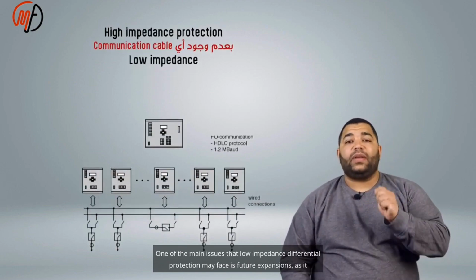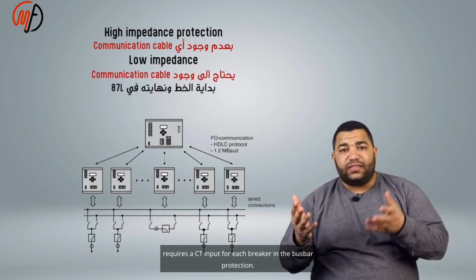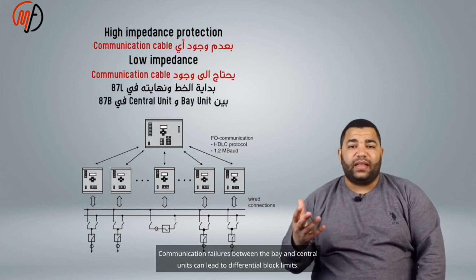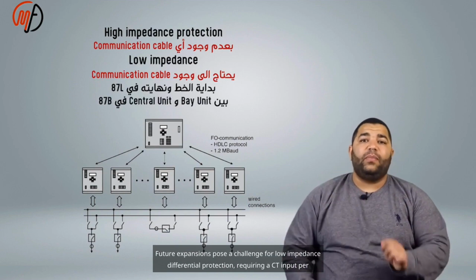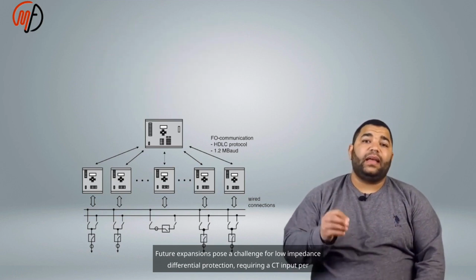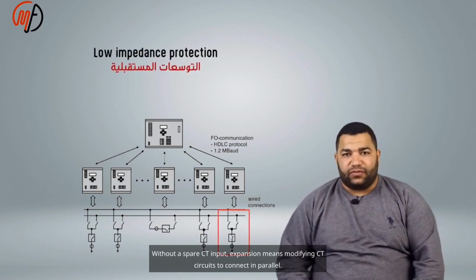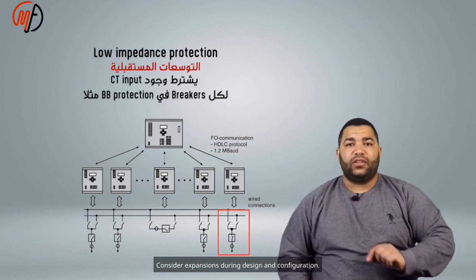One of the main issues that low impedance differential protection may face is future expansions, as it requires a CT input for each breaker in the busbar protection. Communication failures between the bay and central units can lead to differential block limits. Without a spare CT input, expansion means modifying CT circuits to connect in parallel. Consider expansions during design and configuration.